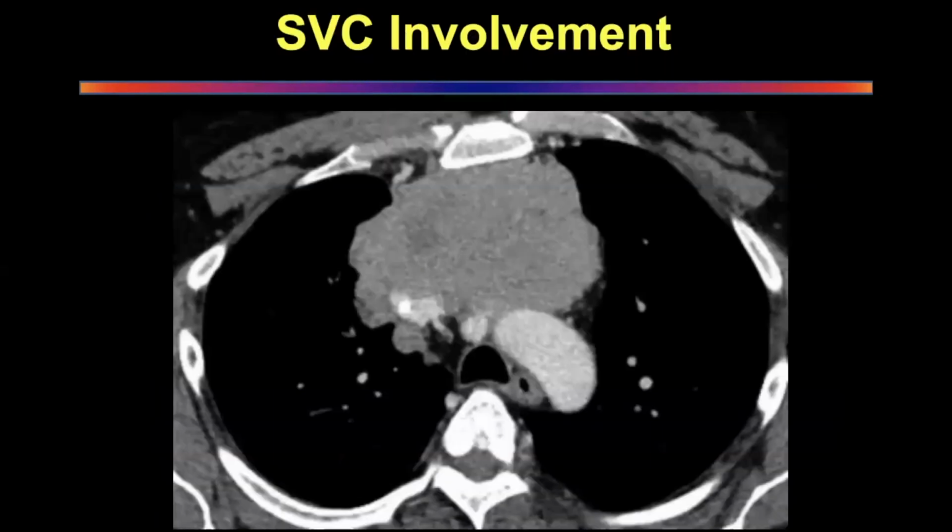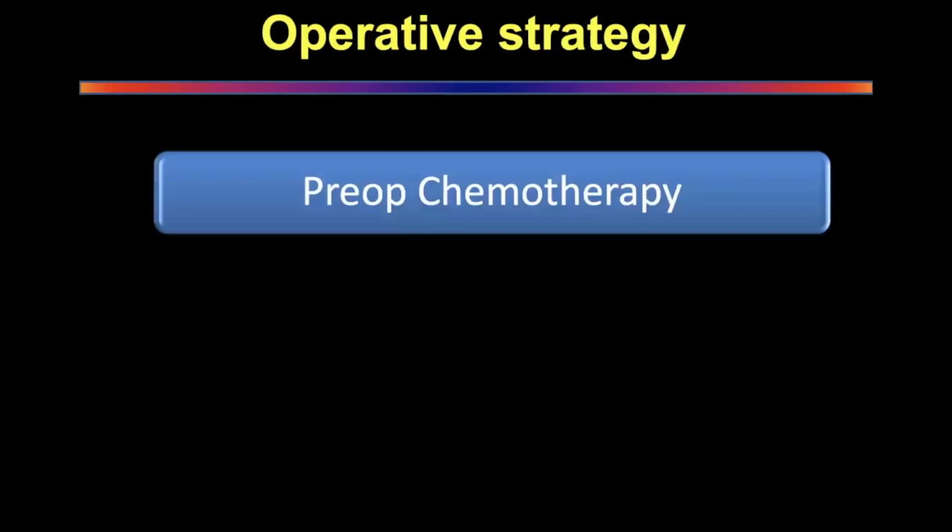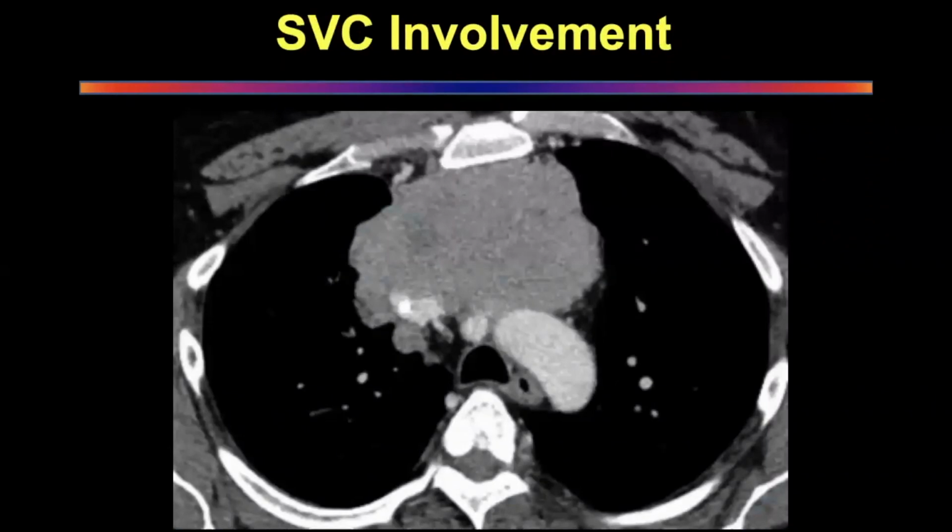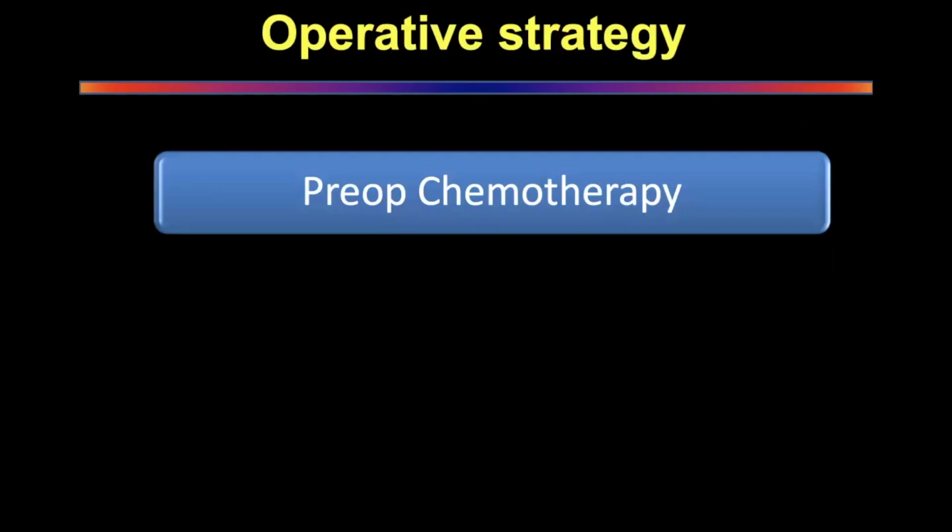Okay? SVC involvement. What do you do if the tumor is involving the SVC? In my case, if I feel that this is going to need an SVC resection or an anastomosis, I'll try and give them preoperative chemotherapy. And that is also part of the guidelines. First is discuss in a multidisciplinary tumor board. Give them preoperative chemotherapy, reassess, restage.